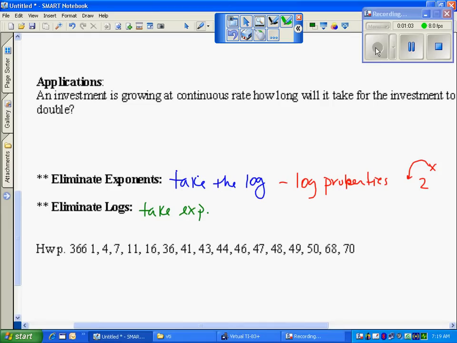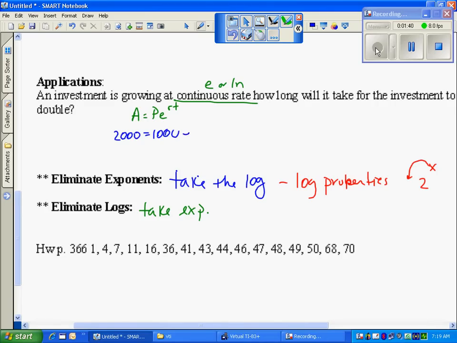So let's go ahead and look at an application. Because this says continuous rate, I'm thinking e or natural log for continuous. So, an investment that's growing at a continuous rate. If you are reminded of the formulas, we had the A equals P e to the rt formula, and that was for compounding continuously. And I want to know how long it's going to take for this investment to double. So I really don't know what I start with. Let's just imagine that I start with $1,000. If it's going to double, it's going to be worth $2,000 in the end.